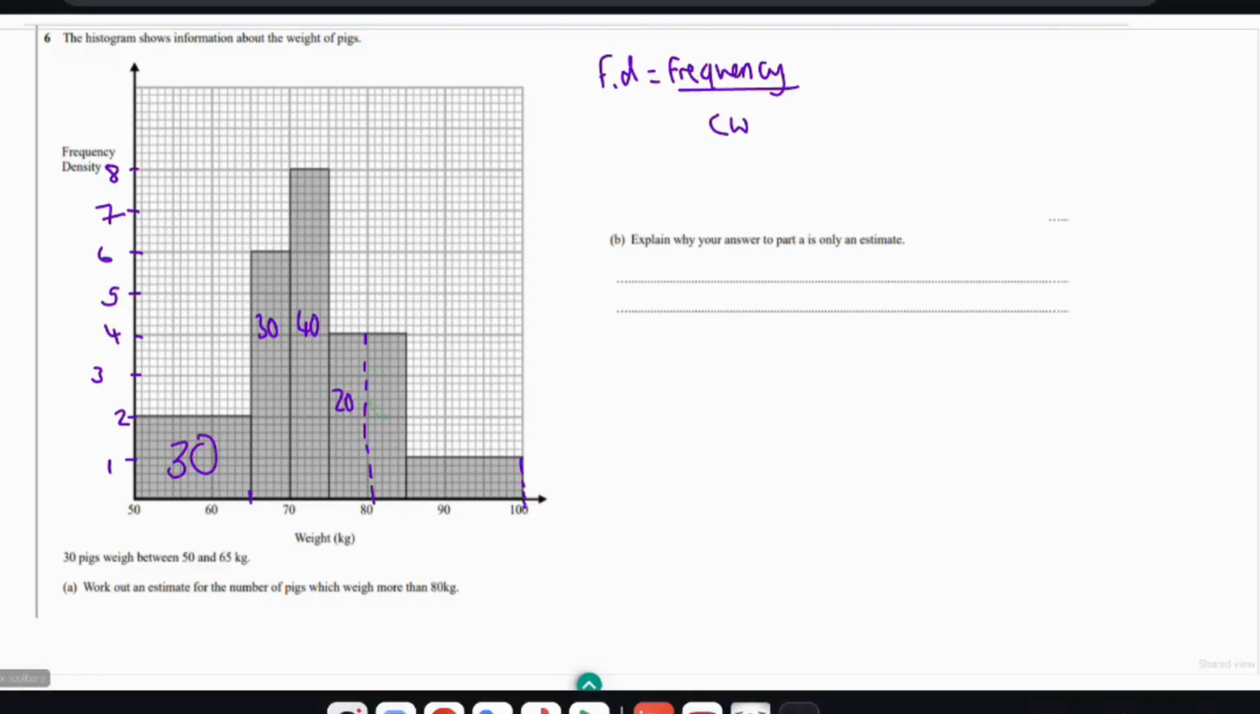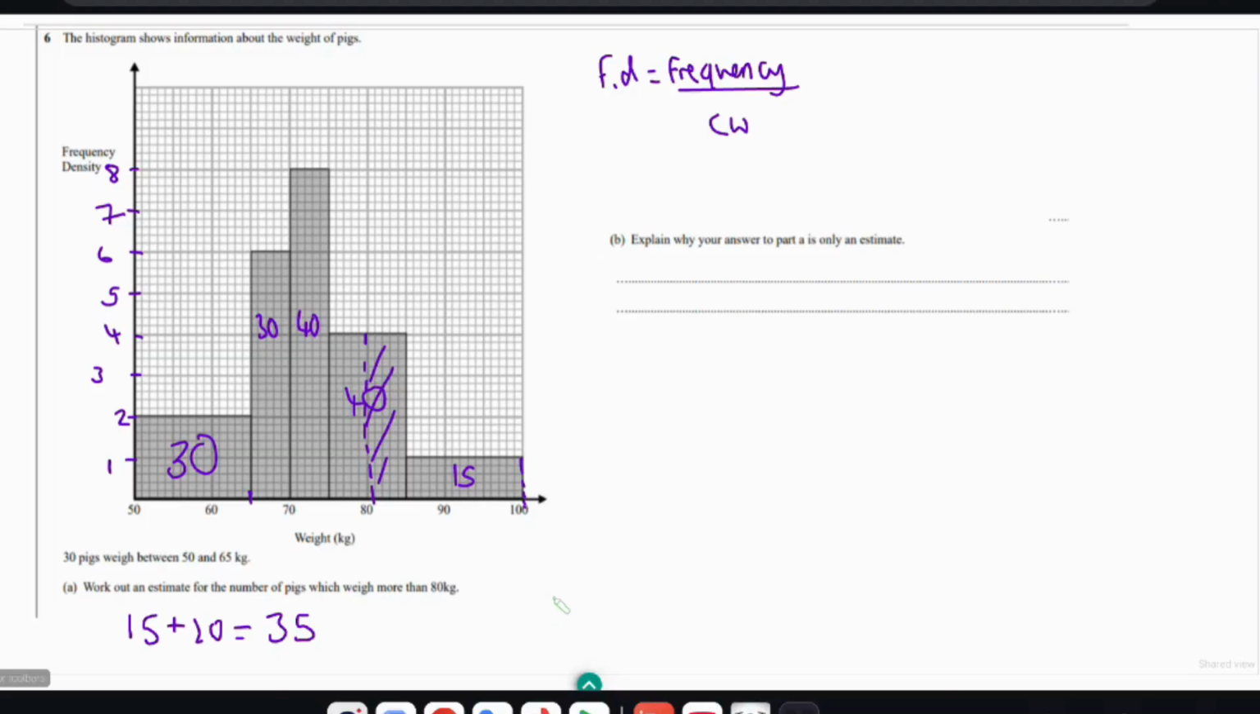I could have worked out the whole bar in half. I'll probably do that actually. So 10 times 4 is 40. Whole bar is 40, so obviously half of it is 20. And then 15 times 1 is 15. So we've got 15 plus half of this bar here, which is 20. So we've got 35 pigs.